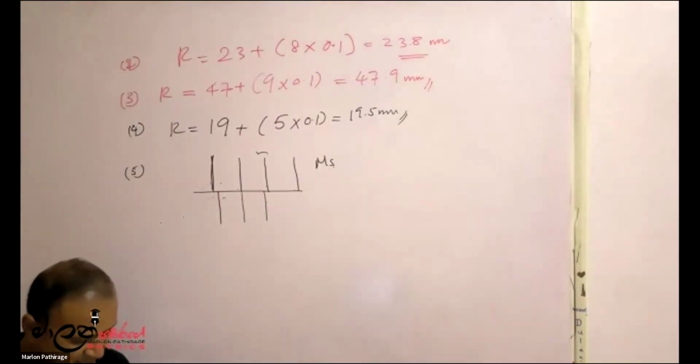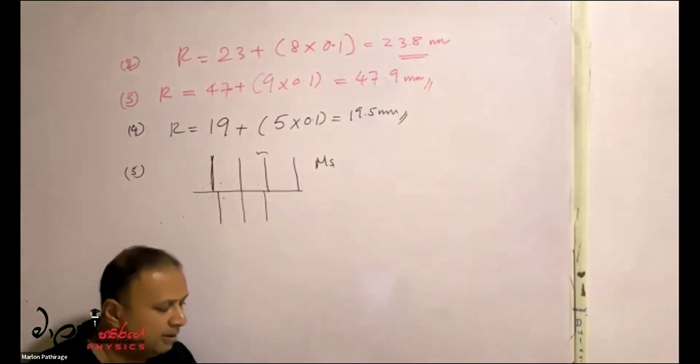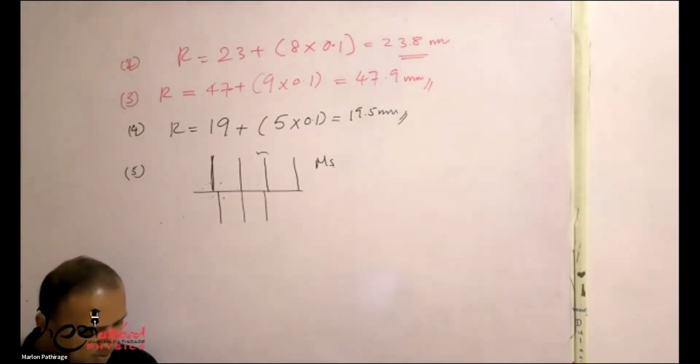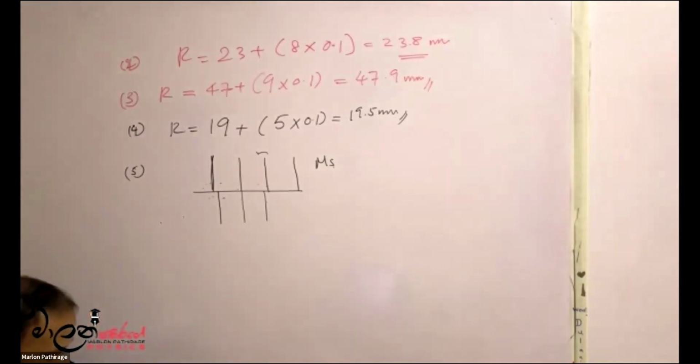Then question number 5. Now tell me what is the answer for question number 5? What mistake? So 0.83. Very good.